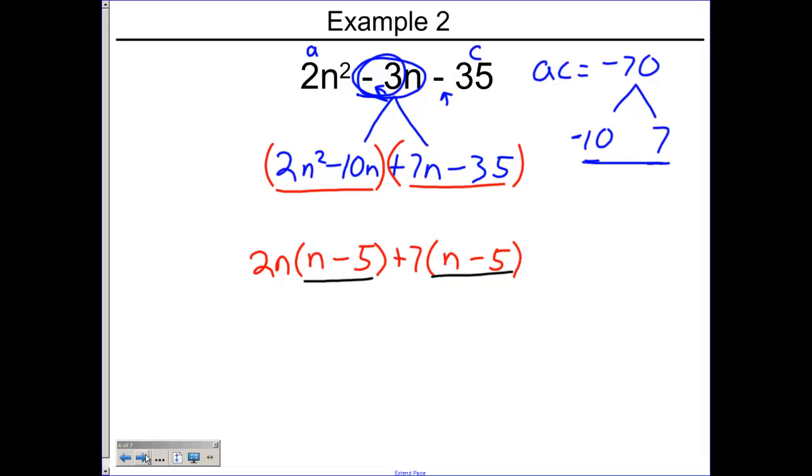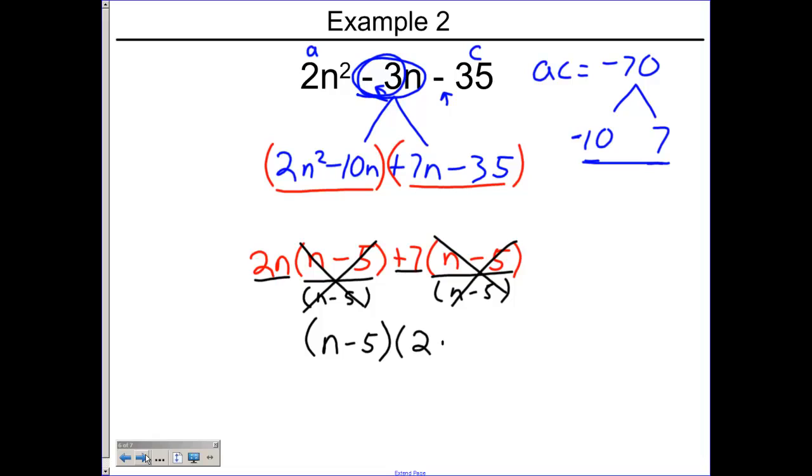But I still have to factor out one more time. These two terms have an n minus 5 in common, so I'm going to factor n minus 5 out again. So basically, I'm dividing by n minus 5 and an n minus 5 here. These will cancel out, leaving 2n plus 7 is the other factor, 2n plus 7. And those are the two factors that started, which created that trinomial.